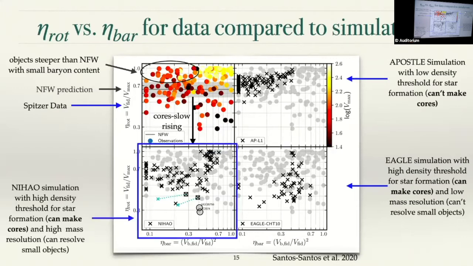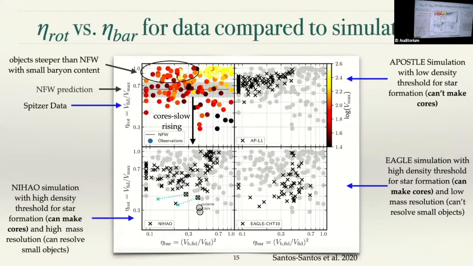And then here, this is a Niehaus simulation. So you also have this high density threshold for star formation. So again, you can make these cored objects. And you have a higher mass resolution, so you're also able to resolve smaller objects. And so these points here, these are the points that have a higher baryonic content in the central region, and you are able to produce these objects. These objects are something like a Milky Way and have large central densities of baryonic buildup. And so you are getting something steeper than NFW from adiabatic contraction.